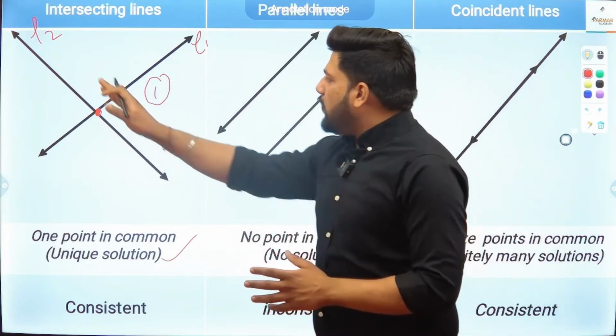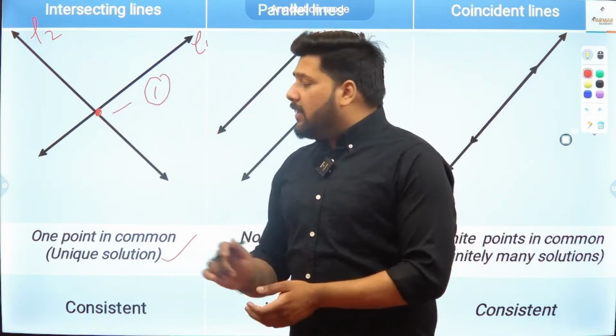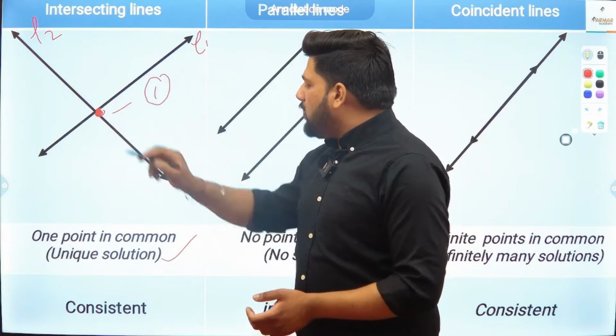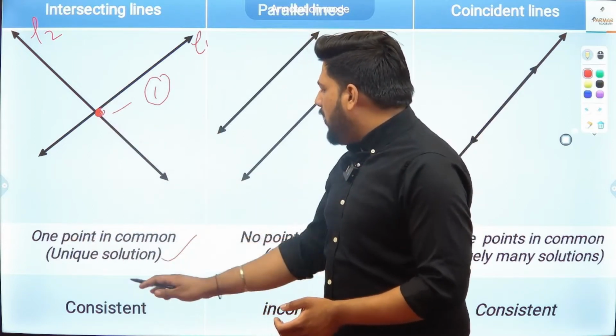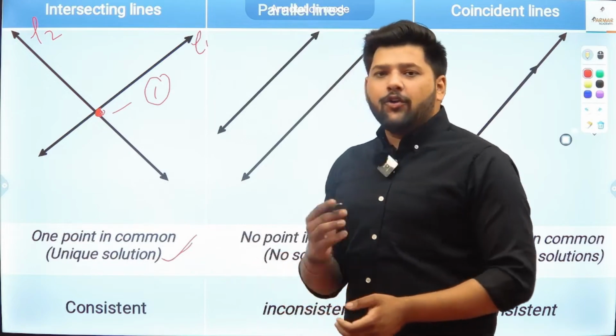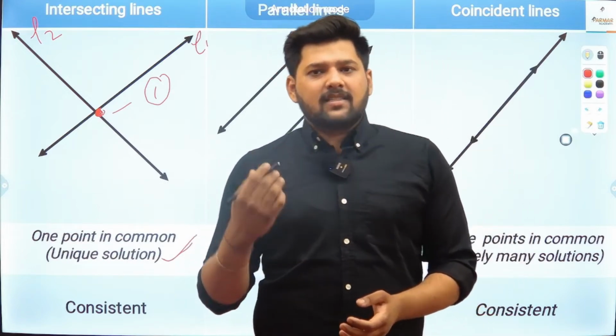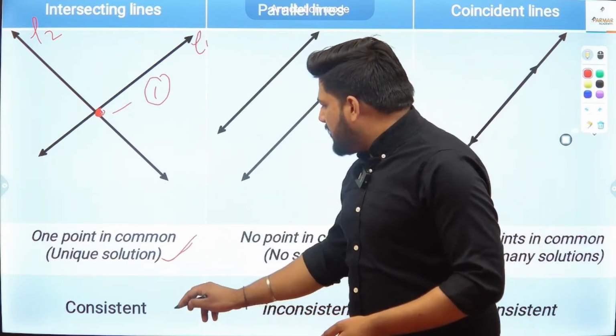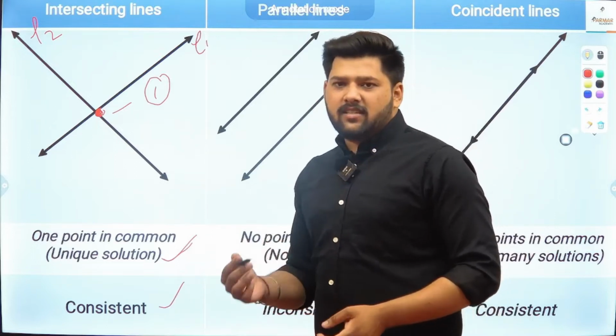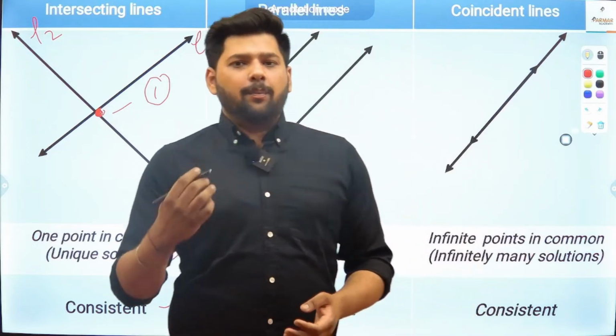So similarly, there are only 3 possible cases. In the first case, when the lines are intersecting each other, there is only one common point. That is why it has a unique solution, meaning a single solution. And the system is called a consistent system, that means a solution is possible.